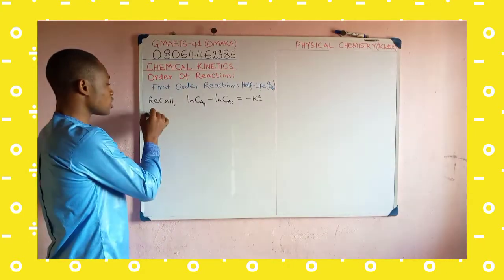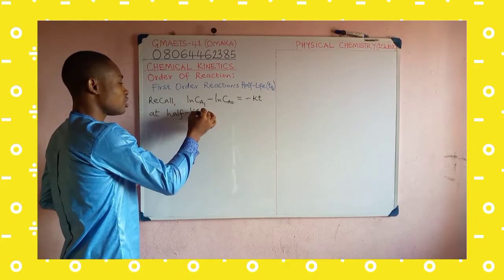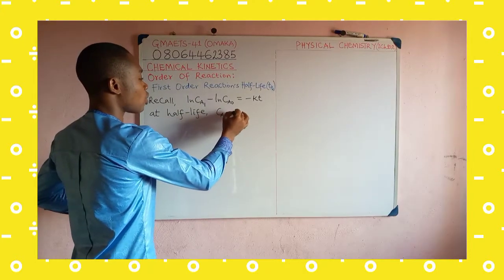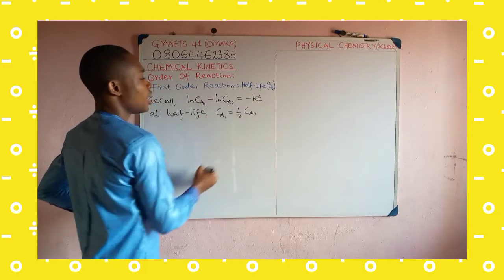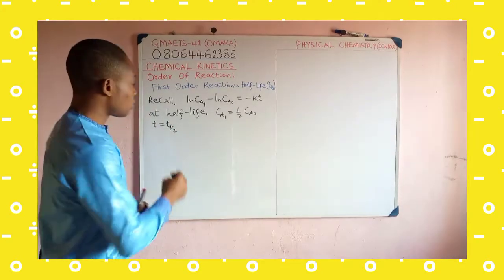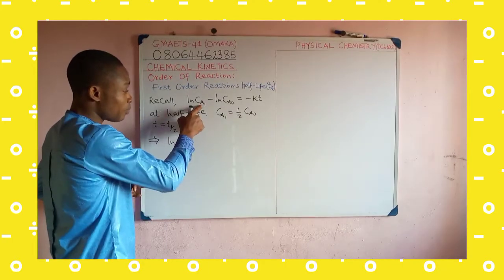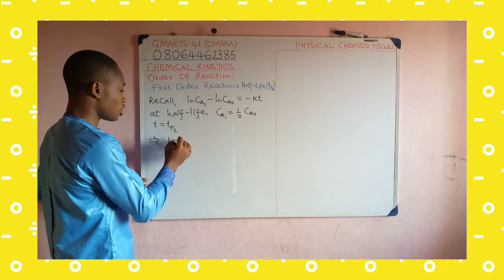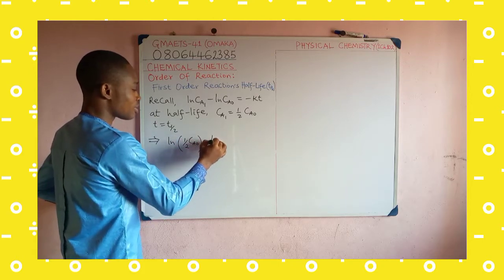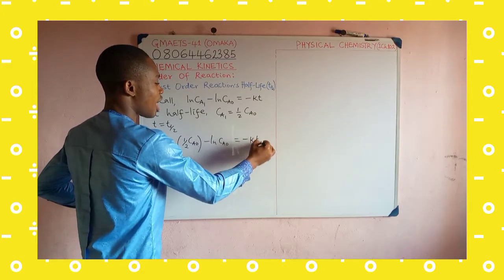So at half-life, what's going to happen? At half-life, let's see the condition. At half-life, we know that the final concentration Ca1 will be equal to 1 over 2 CaO. And then the time will now become T half. So we are going to substitute these into this equation. So it implies that in place of Ca1 final concentration, you're going to put 1 over 2 CaO and then minus CaO equal to minus Kt half.